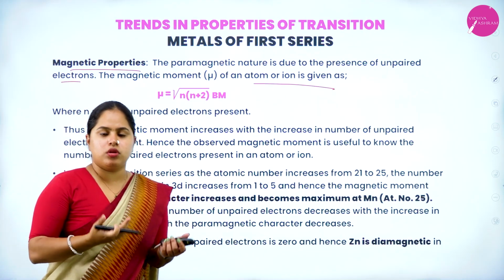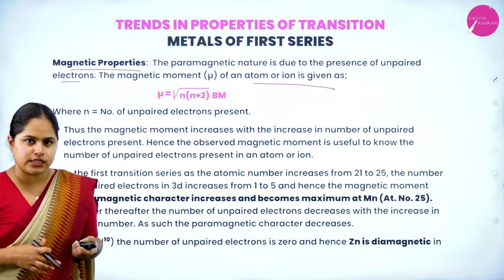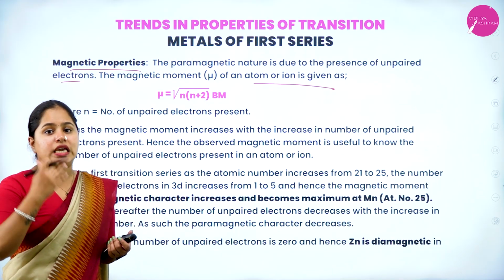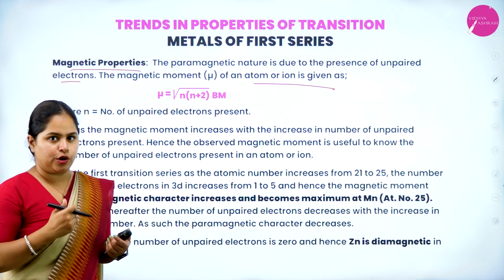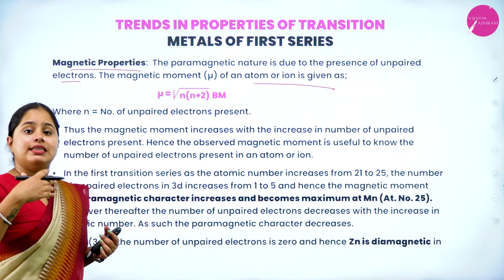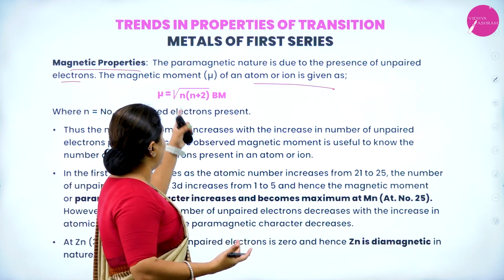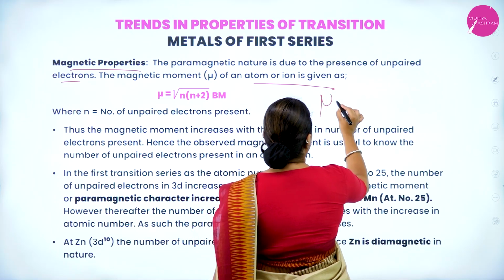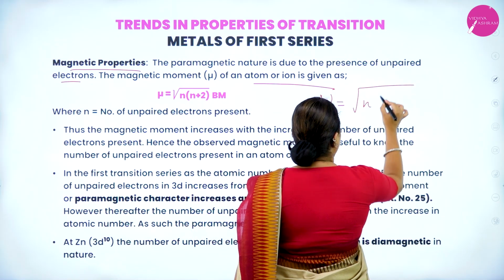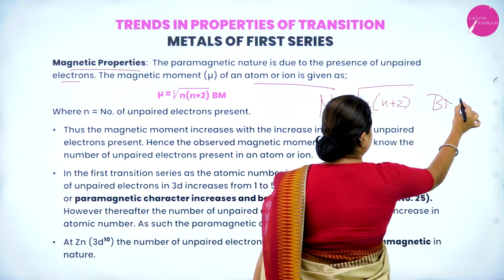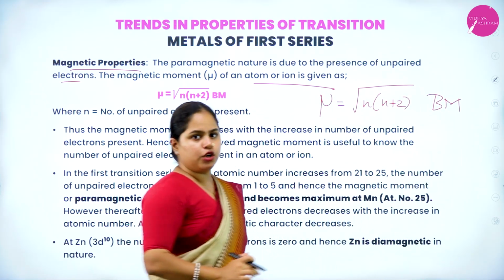So you already know the magnetic property. It can be either diamagnetic or paramagnetic. We say the element is paramagnetic if there is presence of unpaired electrons. If all the electrons are paired, then it becomes diamagnetic. Now the extent of paramagnetism can be calculated using this particular equation, that is mu, the magnetic moment, is equal to root of n into n plus 2. BM is the unit, which is Bohr magneton.